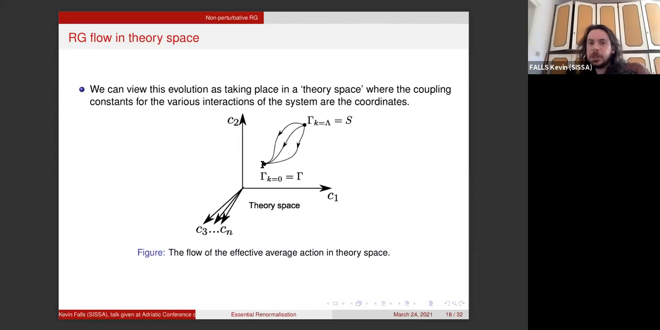And then at the end of the flow, you will reach the full effective action where you contain your correlation functions. And then these different lines represent the fact that you can do this in different manners. So there are different regulators you can introduce and different other things that you can do to construct different RG flows. But all of them start from the same microscopic action and should end with the full effective action at the end.